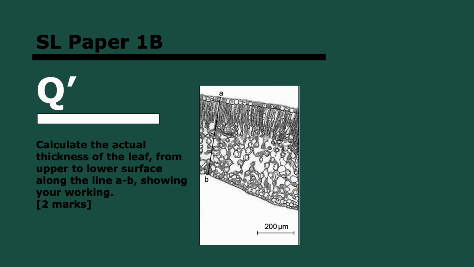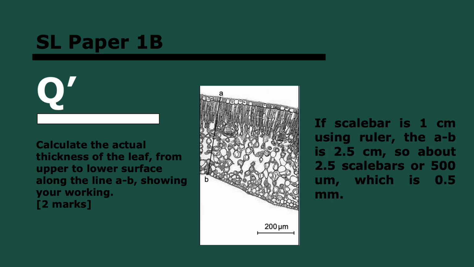Okay, so calculate the actual thickness of the leaf from upper to lower surface along the line AB, showing your working. Okay, 3, 2, and 1. Bear in mind, these calculations are probably very different to what you're getting if you're using a ruler, because when I measured it, the window was probably another size. So don't take the measurements to heart. Just use a ruler, and in the exam it will be way different because it'll be on paper, okay?